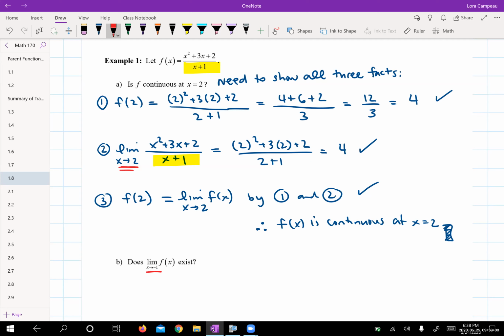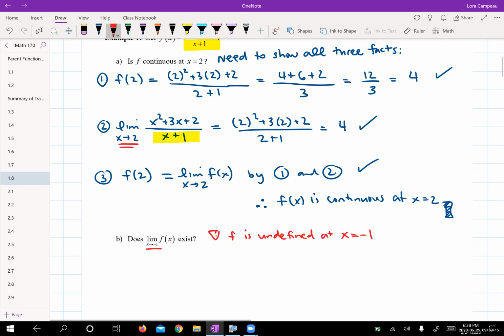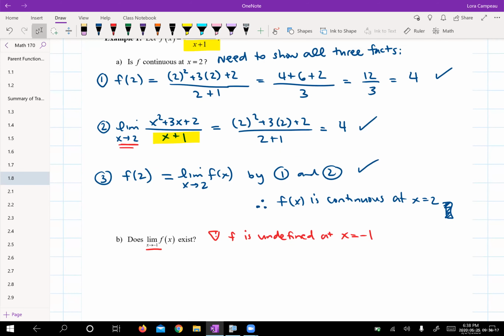So just kind of a little note to ourselves, f is undefined at x equals -1. So we could not use direct substitution to try to calculate the limit. We're going to see if we can try a few math tricks first. Let's see about, usually factoring comes to mind.